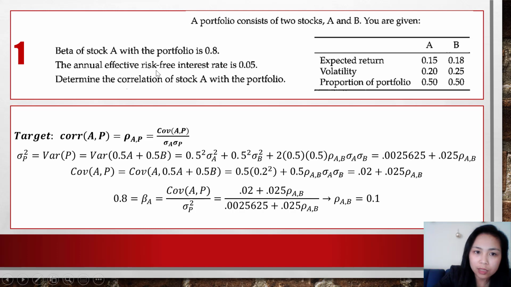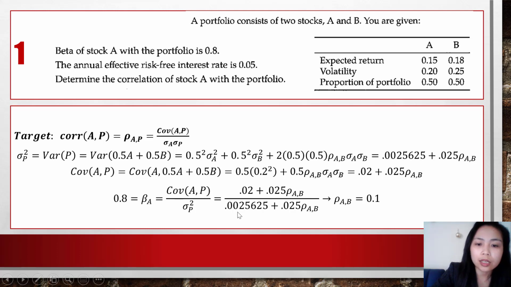And we make use of the last piece of information, which is beta of stock A is 0.8. Here 0.8 is equal to beta of stock A and is equal to covariance between A and P over sigma squared P. This is right, the formula of beta of an investment, right? Beta is covariance over variance. And covariance AP here is 0.02 plus 0.025 rho AB from the second equation. And the denominator sigma squared P is 0.0025625 plus 0.025 rho AB from the first equation. And solve this equation for rho AB.